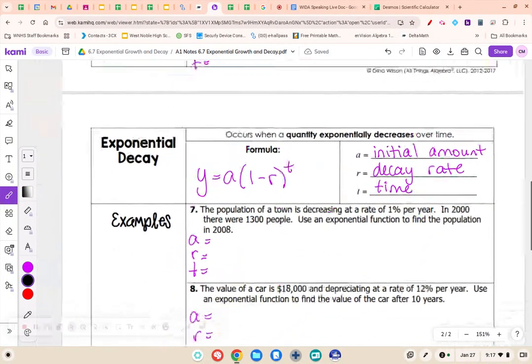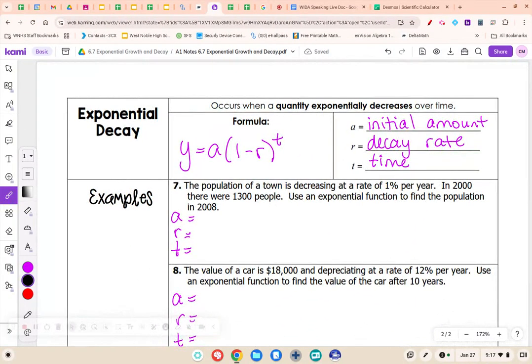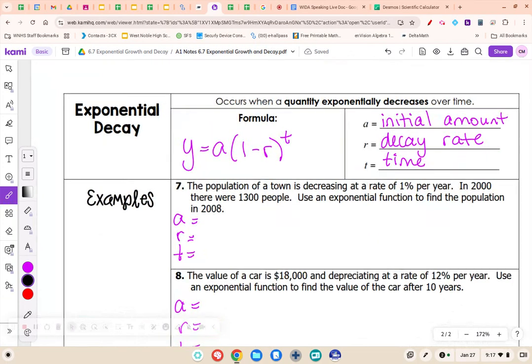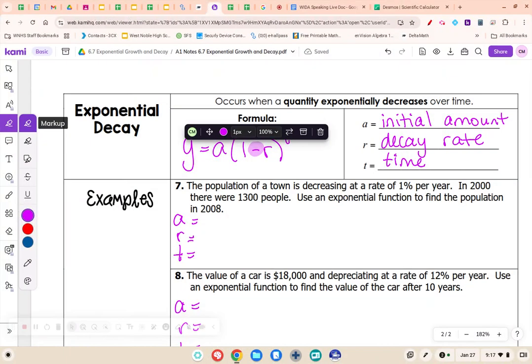Okay, on the next side of the page, we have exponential decay. You'll notice your information is super similar, other than instead of adding here, you are subtracting. A and R and T all still stand for the same things. Initial amount is A. R, instead of being growth rate this time, it's decay rate, but it's just the rate. You write it as a decimal. And then T is still time.